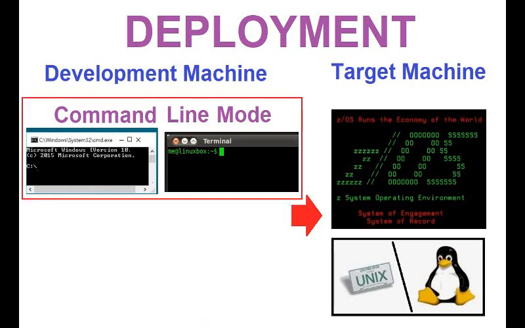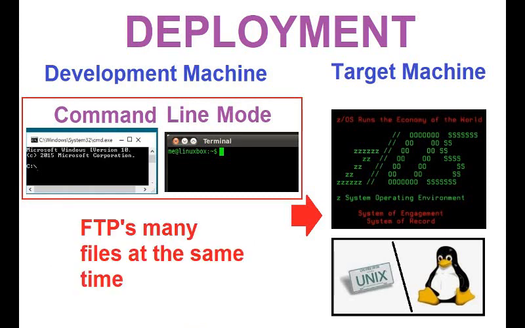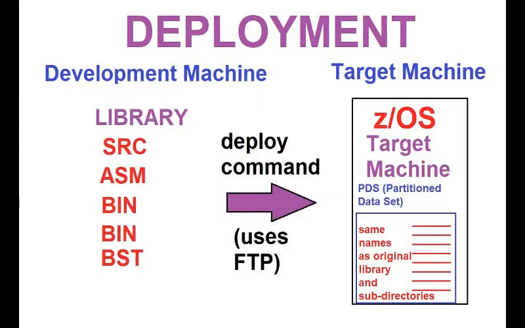In command line mode, the deploy command is entered into the command line of Windows or Linux/Unix. This uses FTP to transfer the binary output of the Natural translation process to a specific directory on the target machine where the translated program will run. As mentioned before, the name of the library and its contents on the target machine will usually be the same as that on the development machine.